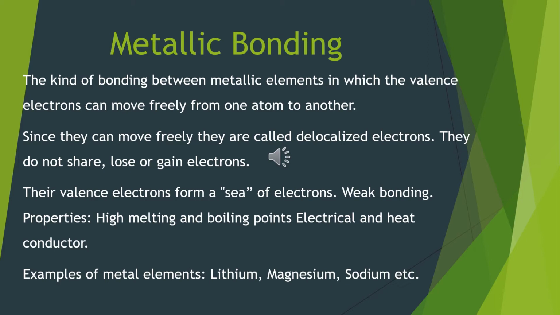Metallic bonding. It is the bonding between metallic elements in which the valence electrons can move freely from one atom to another. Since they can move freely, they are called delocalized electrons. They do not share, lose or gain electrons. These valence electrons form a sea of electrons. The properties: it has high melting and boiling points and it is a good conductor of heat. Examples of metal elements are lithium, magnesium and sodium.